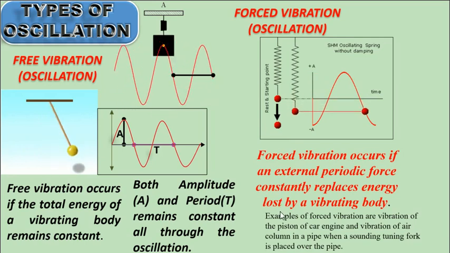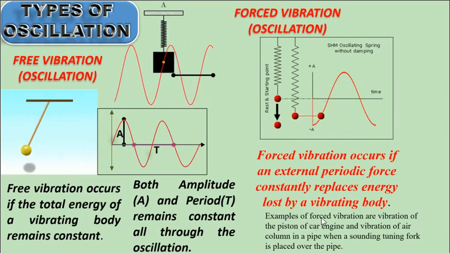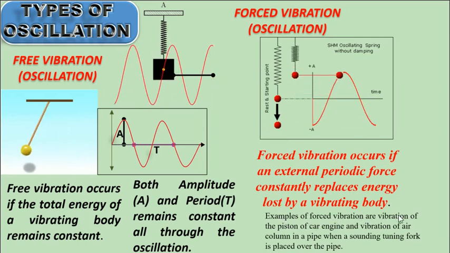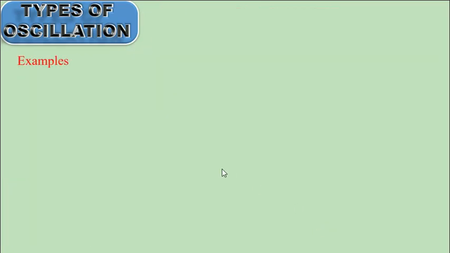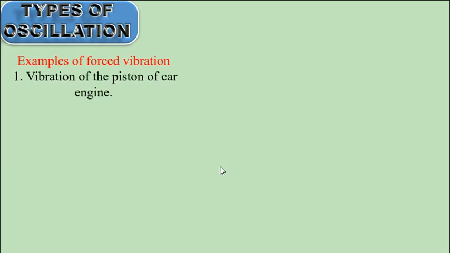Now, examples of forced vibration are vibration of what? The piston of a car. Examples of forced vibration. Number one, vibration of the piston of a car. So you see that the piston of the car keeps on vibrating as long as the engine is on.